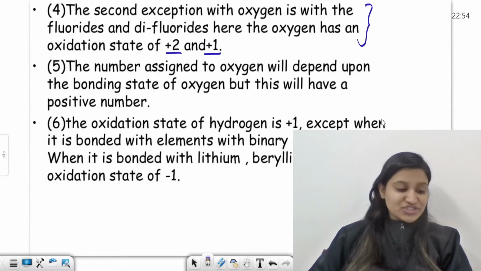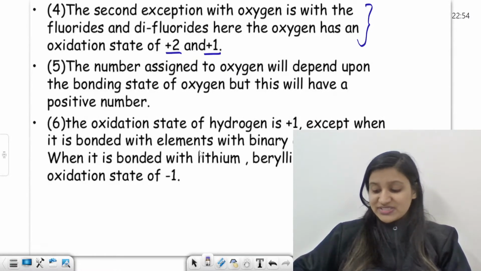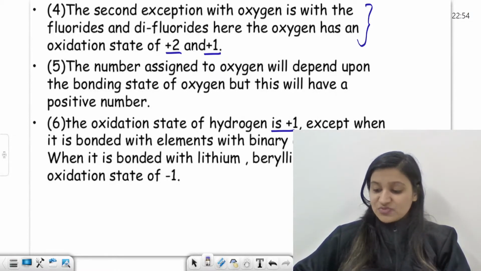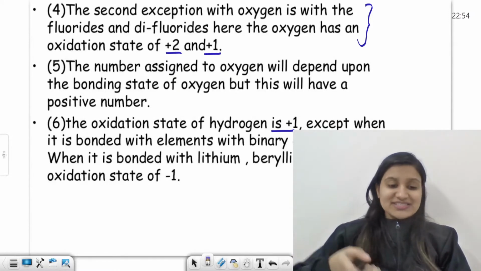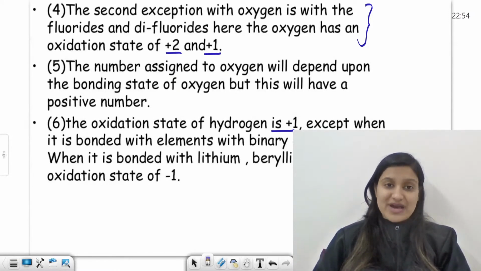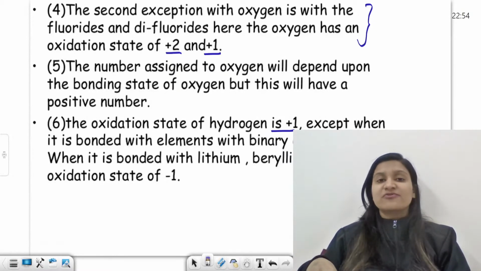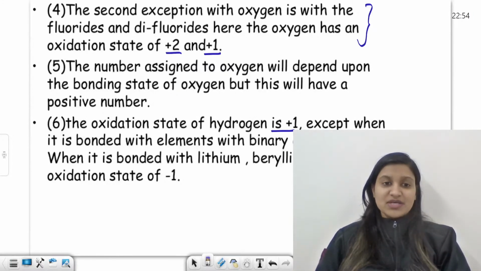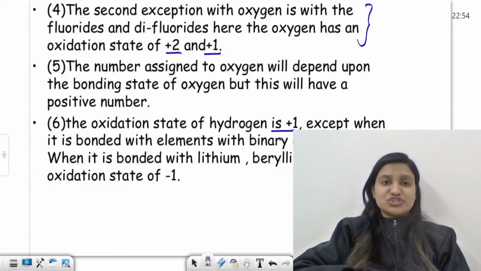Let's look at the last rule, and that would be it for now. The oxidation state of hydrogen is +1 except when it is bonded with elements in binary compounds. You guys just need to remember these values, and in the next session we will be solving some problems so that it will be sorted with you guys. There will be no issue.